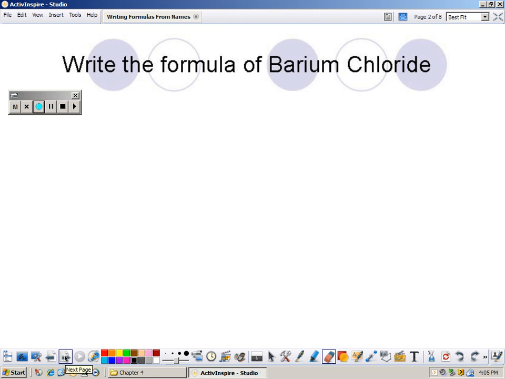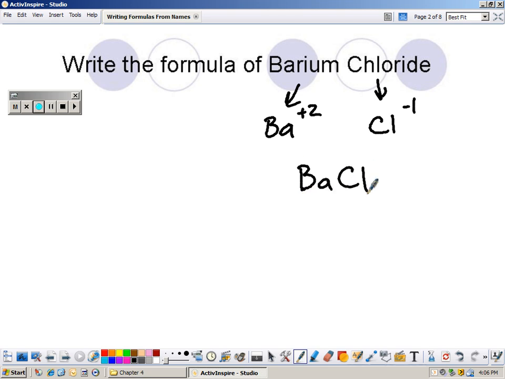Okay, barium chloride. Again, you should know the symbol for barium is Ba. You should know the symbol for chlorine is Cl. Now, when you think of the charge on the ions, you should be able to predict both of these. You should know that barium has a charge of +2. Chlorine has a charge of -1. All right, so now you have both ions, the cation and the anion.